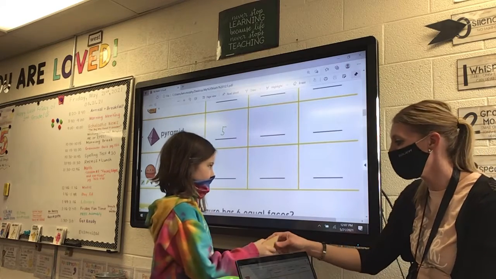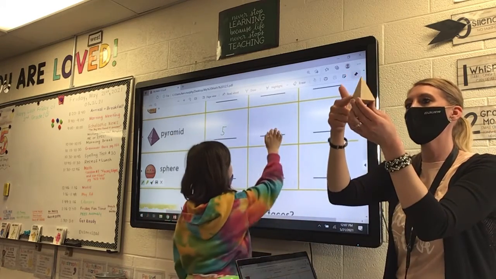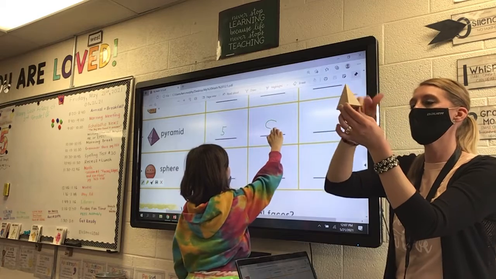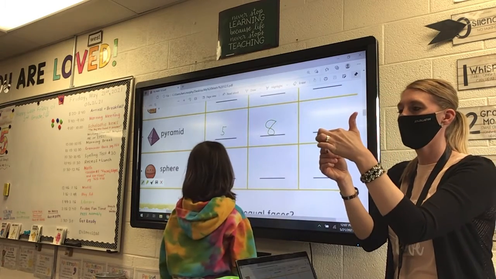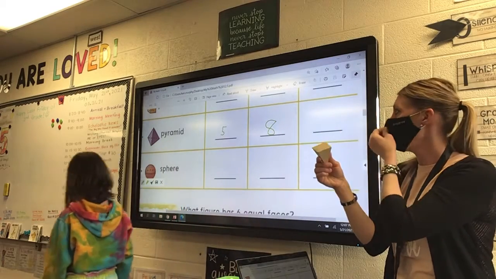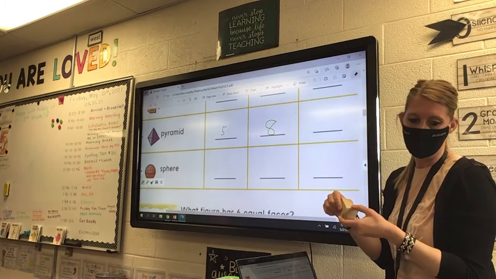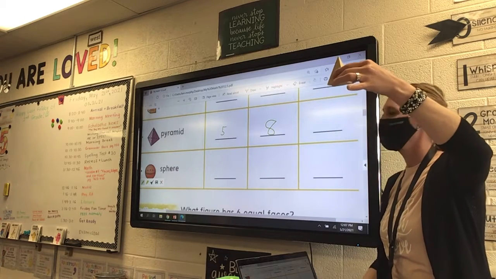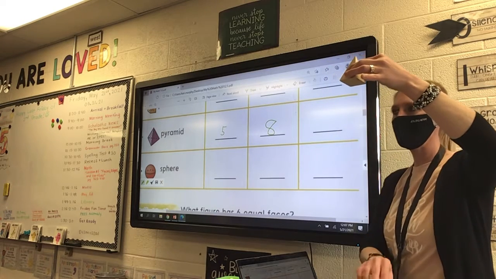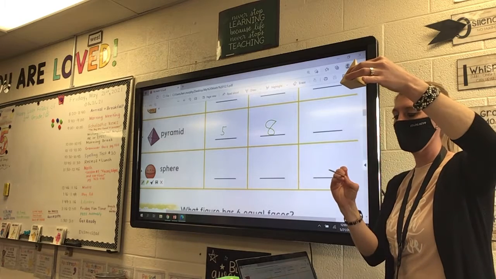8. Good job, Corla. Corla says there's 8. There's 4 going up here. 1, 2, 3, 4. And then there's 4 at the bottom going around to make the square. So there's 8 edges. Now, how many vertices? This one's a tricky one. How many vertices? What do you think?